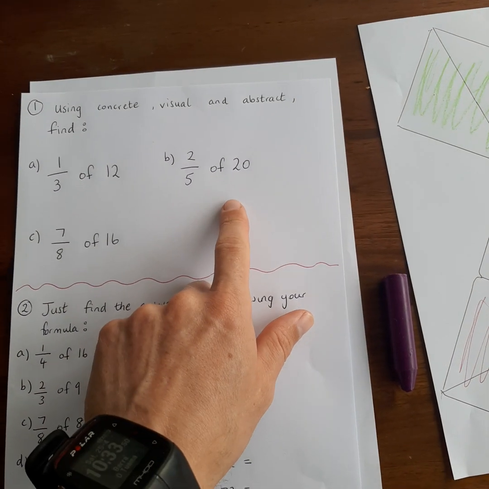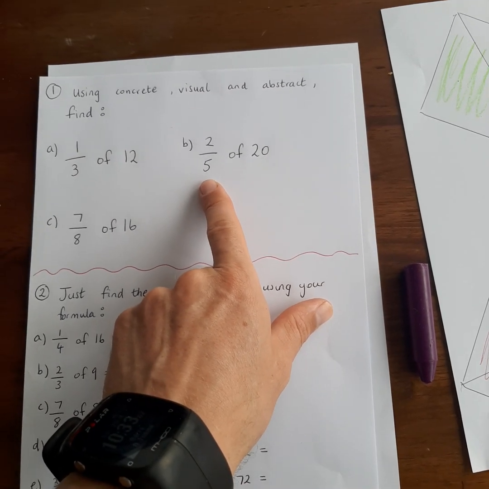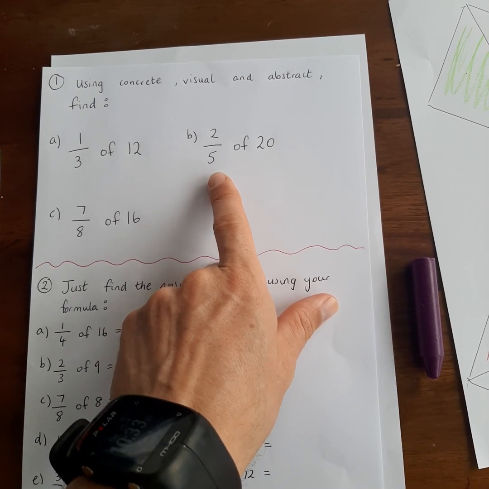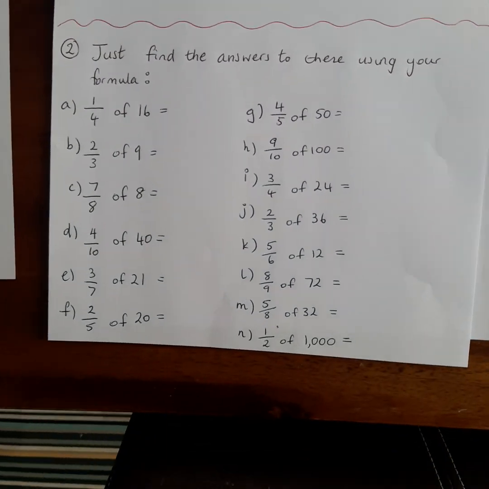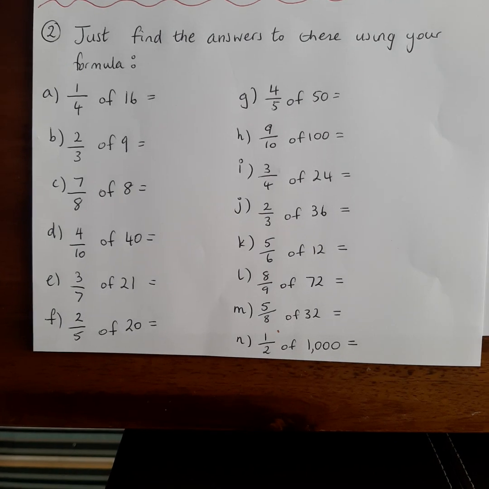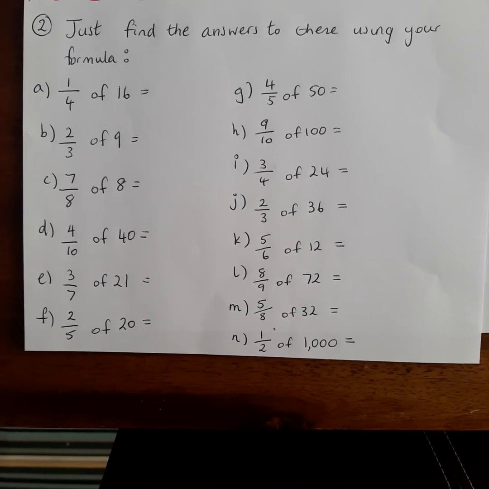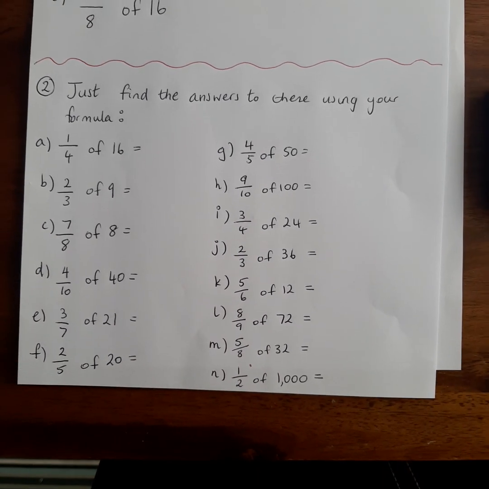Same here, 2/5 of 20. Get 20 somethings, put them into 5 equal groups and see how many are in 2 of them, and do the same for visual and abstract. And then here's just ones you must find the answer to by dividing by the bottom and multiplying by the top. Now, if they're too hard or too easy, change them yourself.